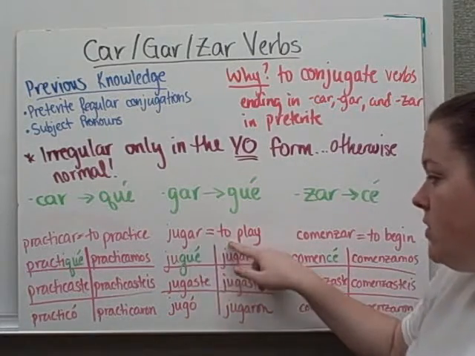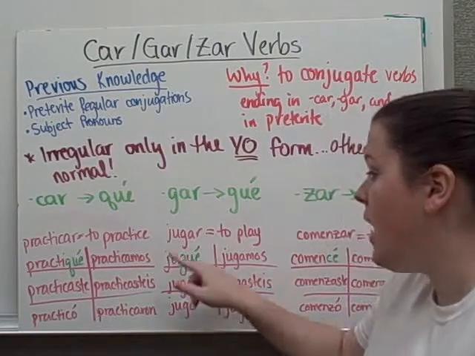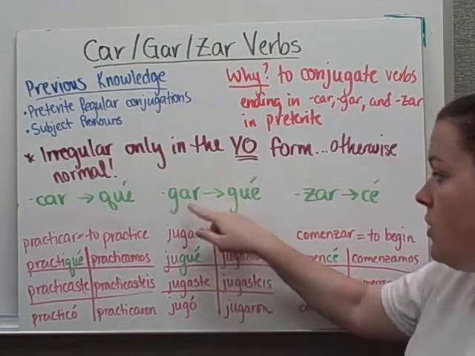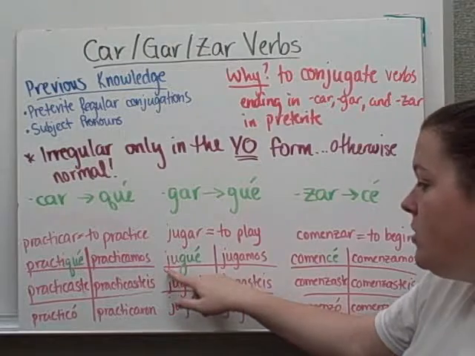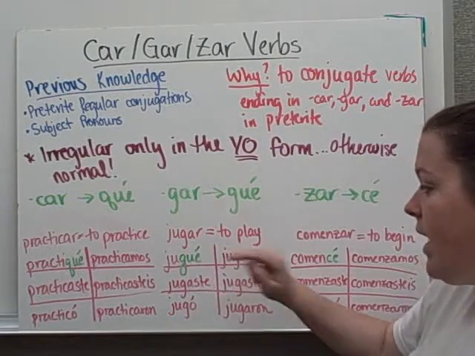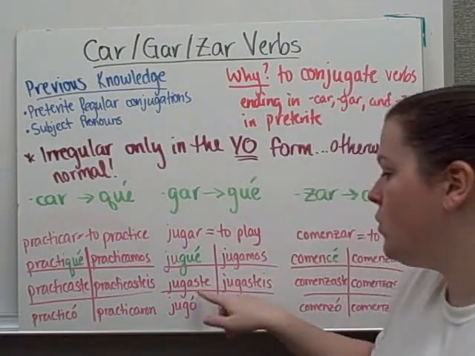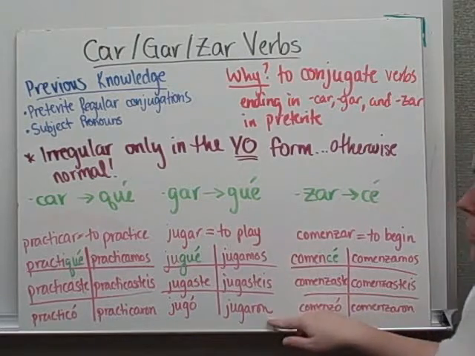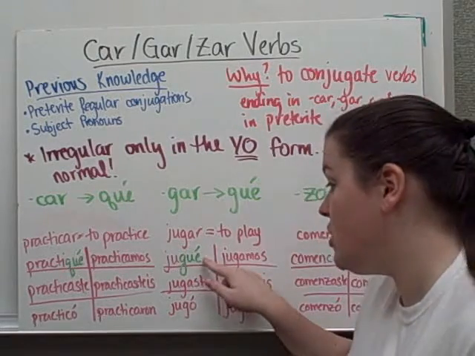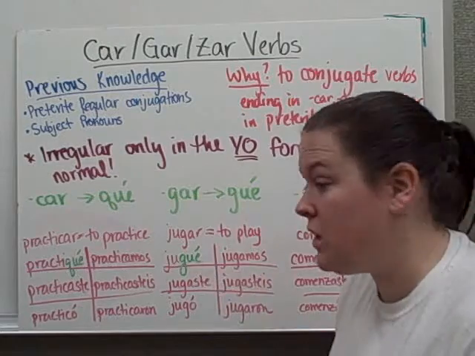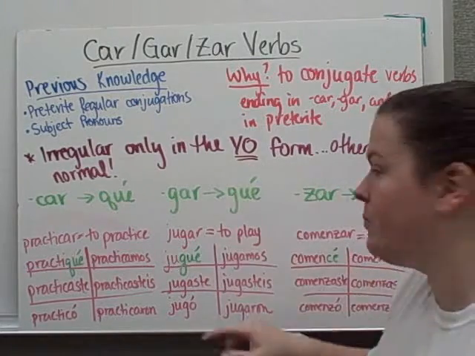Gar, jugar, to play, it's the same thing. I'm going to take off the gar, gar goes to gué, so it'll be gué with an accent. Jugué. Jugaste, jugó, jugamos, jugasteis, jugaron. Again, note that the yo form is the only one with the green. It's the only one that's irregular.